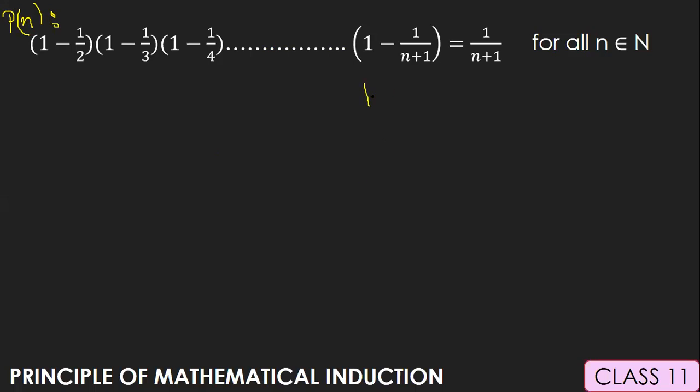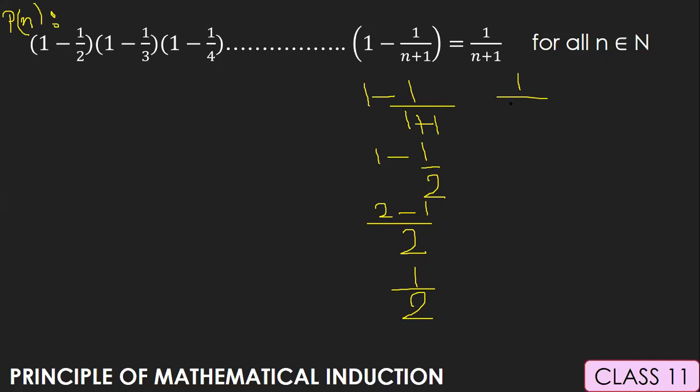So for n is equal to 1, 1 minus 1 upon 1 plus 1. That would be 1 minus 1 upon 2. Take the LCM 2, so 2 minus 1. So it would be 1 upon 2. In the RHS, you would get 1 upon 1 plus 1. So that would be 1 upon 2. So your LHS and RHS are equal. That means it satisfies for n is equal to 1.